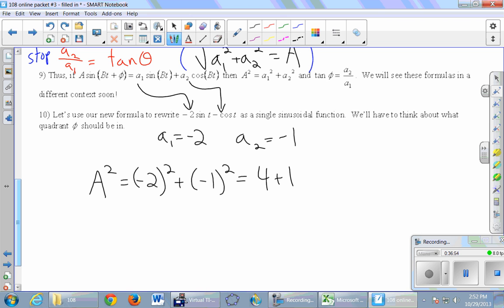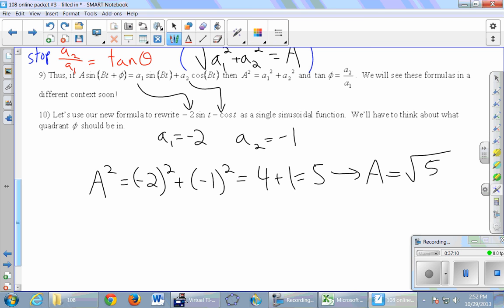So that's 4 and 1 are 5. So that means that capital A is the square root of 5, technically plus or minus, but I always pick A to be positive. Okay, and then to find theta, or phi, what I called it here, I just use the second equation, it's right here still. Tangent of theta is A2 over A1.